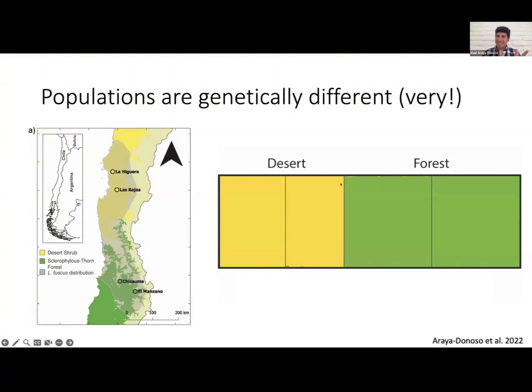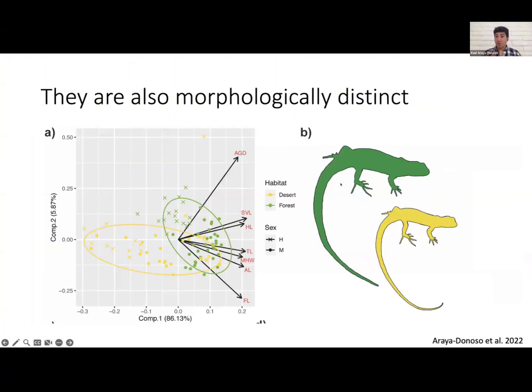We also analyzed their morphology, and they're also morphologically distinct. So we measured a set of morphological traits associated with the sizes and relative lengths of their limbs and their tails. So this is showing that they are different, and also this figure shows like the general idea. So the lizards from the desert are smaller and have relatively longer tails and longer limbs compared to the others.